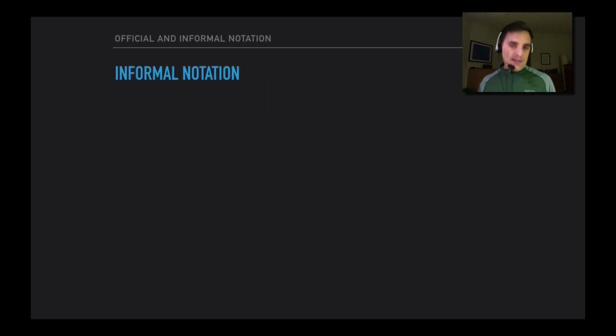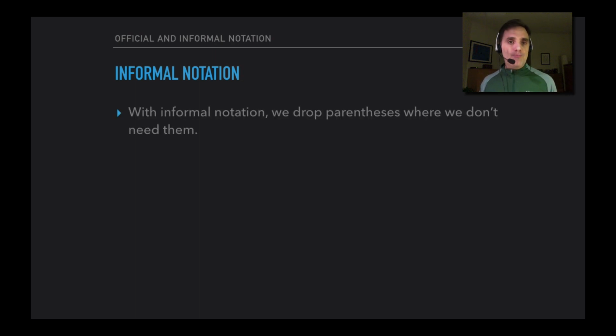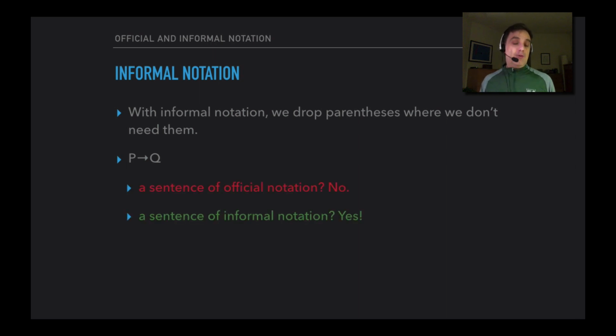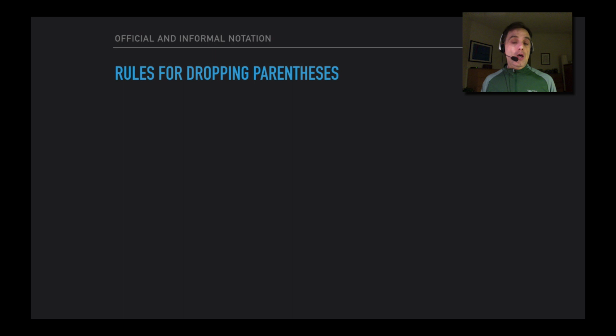But we'd like to not have to write the parentheses all the time, like we haven't been doing. So we're not going to, but we need to explain why or how. With informal notation, we drop parentheses where we don't need them. So this, for example, you don't need parentheses. It's not a sentence of official notation, but we're going to say it is a sentence of informal notation. Informal notation is what we get when we drop parentheses where we don't need them.